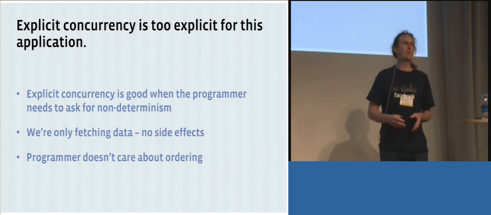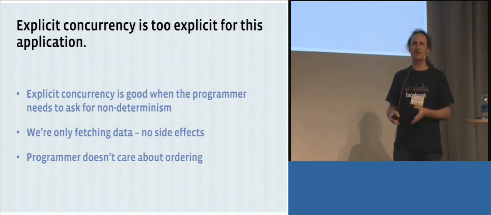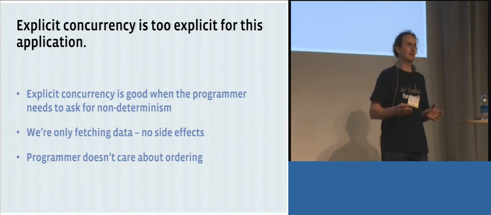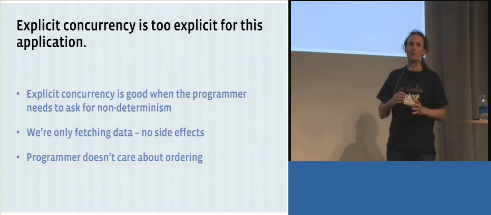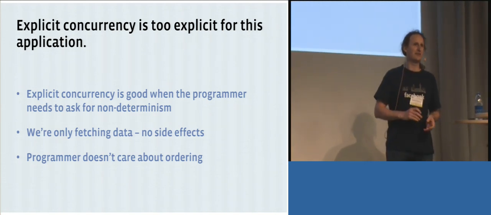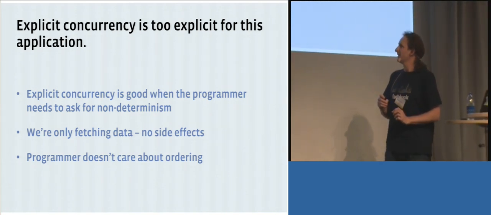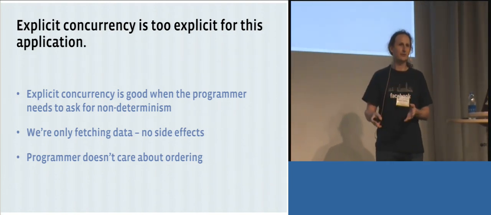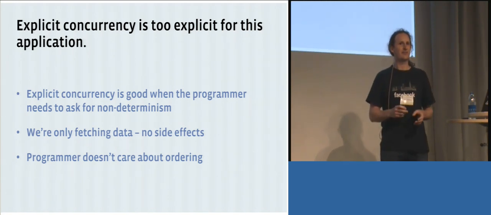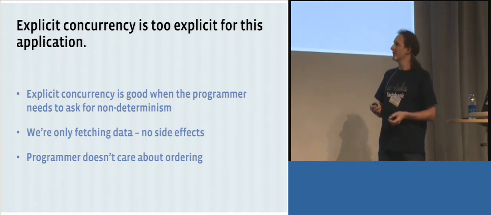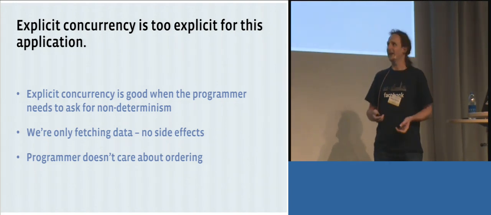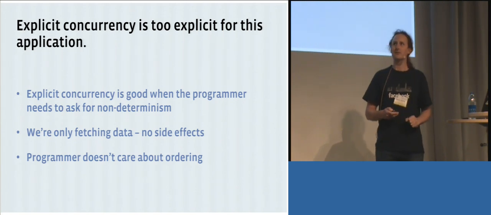So it's worth reflecting on why we have explicit concurrency. Explicit concurrency arises because concurrency gives us non-determinism, right? And we need to be able to say that we want non-determinism in the program. But in this case, we're only fetching data from data sources, so the programmer doesn't really care about the order in which they fetch the data, they just want it to happen efficiently. So the fact that it's non-deterministic is not really an issue, the programmer doesn't really care. So perhaps we want something more implicit.